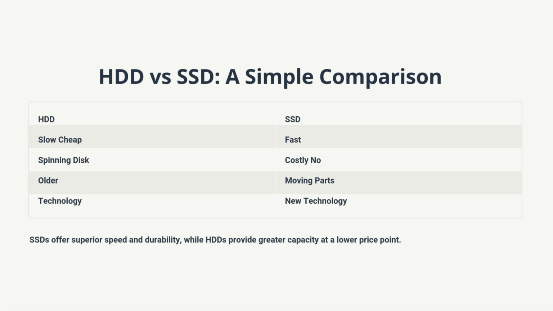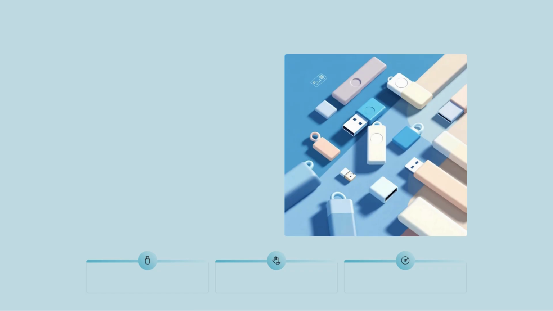Now let us compare HDD and SSD. HDD is slow but cheap, while SSD is fast but costly. HDD works using spinning disks, but SSD has no moving parts. HDD is older technology, while SSD is new technology. So remember this line: SSD gives better speed and durability, and HDD gives more storage at a lower price. That is why people choose based on their need.